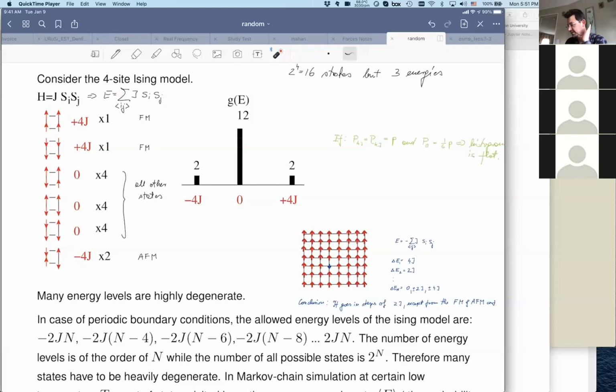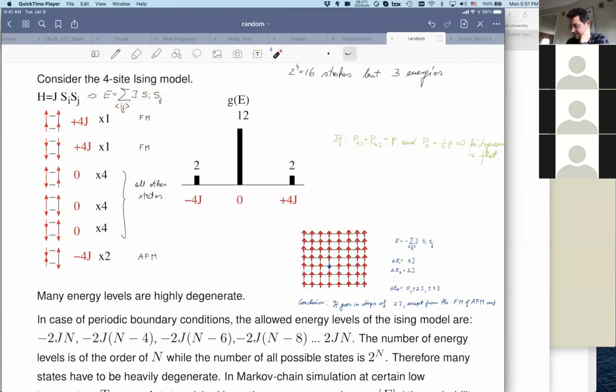I don't want to change this right now. So anyway, the energy is, as we said before, J S_i S_j, summed over all neighbors i and j. Okay. So now, how many energies do we have for this 2 by 2, or 4-site, cluster?